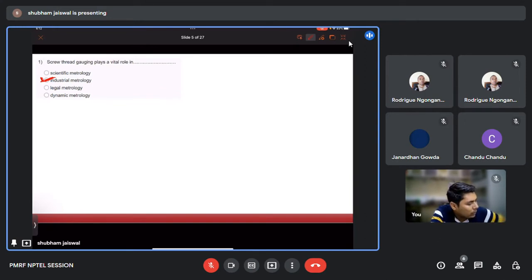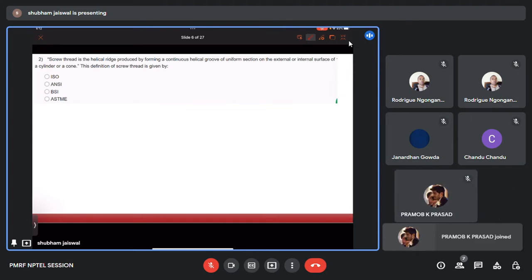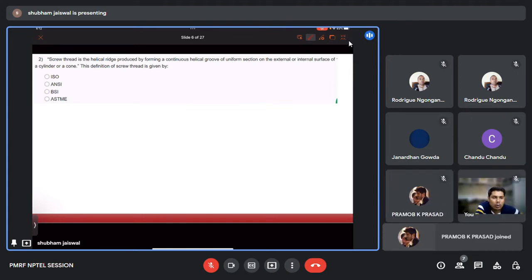So moving to our next question. The screw thread is a helical ridge produced by forming a continuous helical groove of a uniform section on the external or internal surface of a cylinder or a cone. This definition of screw thread is given by ISO, ANSI, BSI, or ASTME.